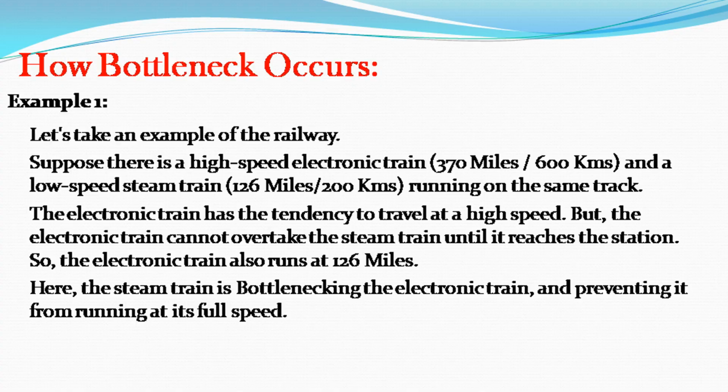How bottleneck occurs. Let's take an example of the railway. Suppose there is a high-speed electronic train and a low-speed steam train running on the same track. The electronic train has the tendency to travel at a high speed, but the electronic train cannot overtake the steam train until it reaches the station. So, the electronic train also runs at 126 miles. Here, the steam train is bottlenecking the electronic train, and preventing it from running at its full speed.